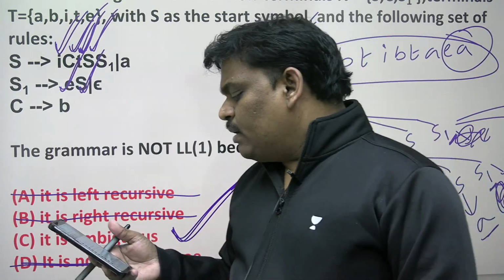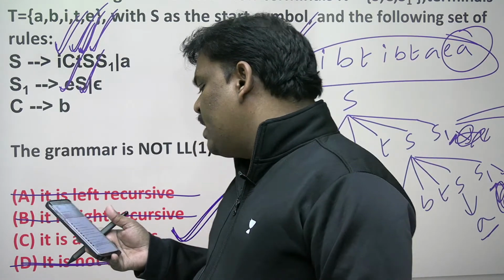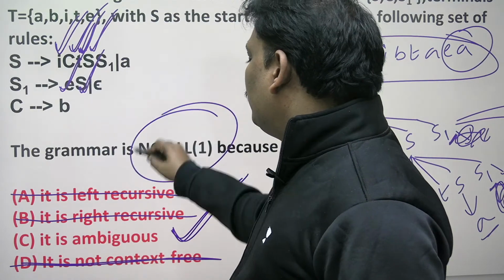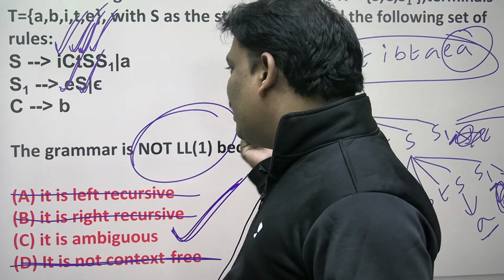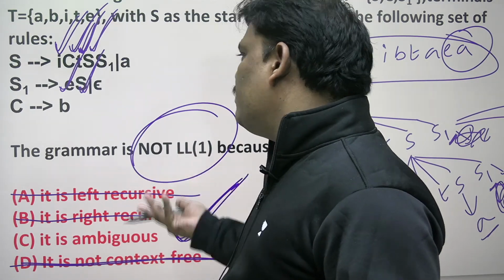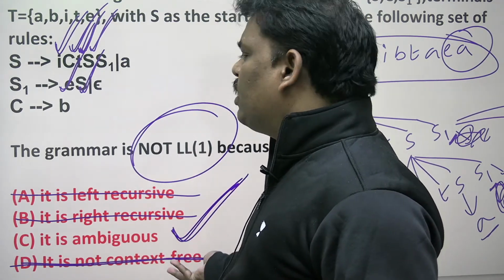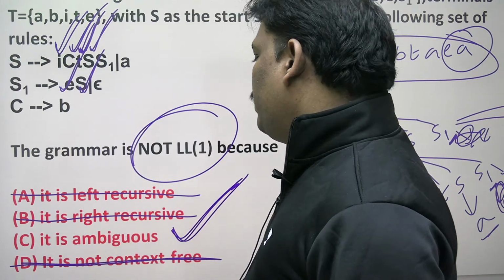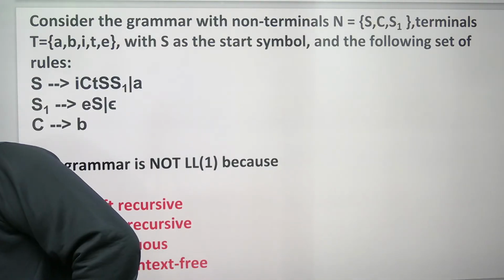Someone is asking, sir, how to be sure this is a context-free grammar? There is no relation. See this one: not LL1. To say some grammar is not LL1, there is no requirement that the grammar should be a CFG. There is no relation at all. If it is not context-free grammar, it is also not LL1.